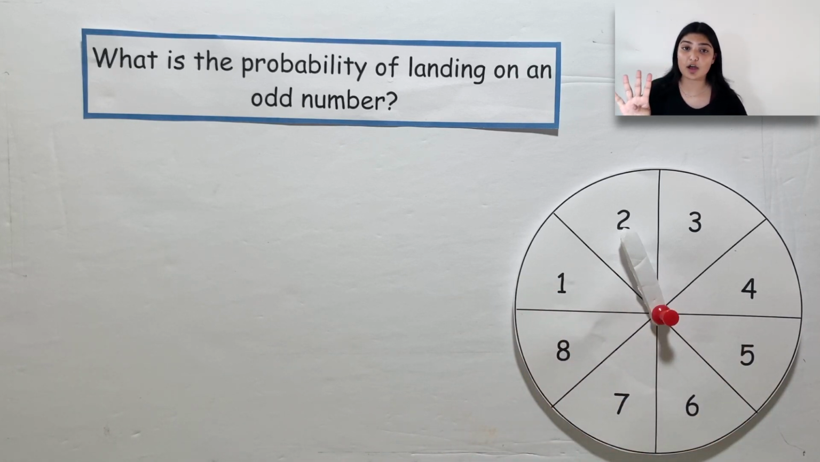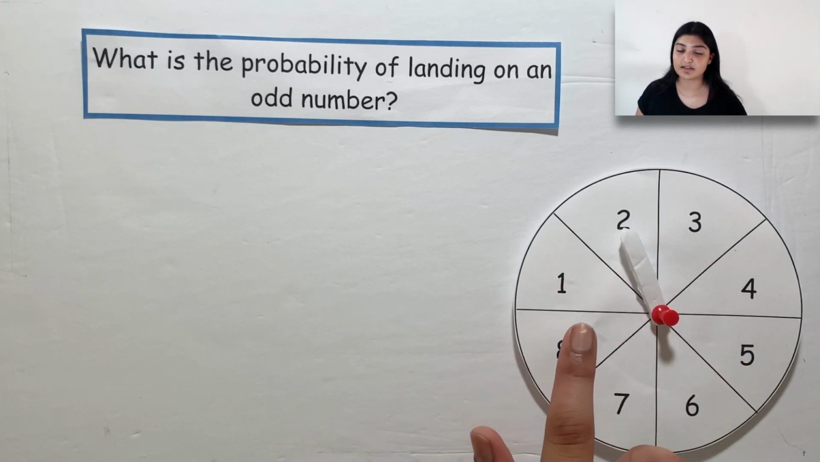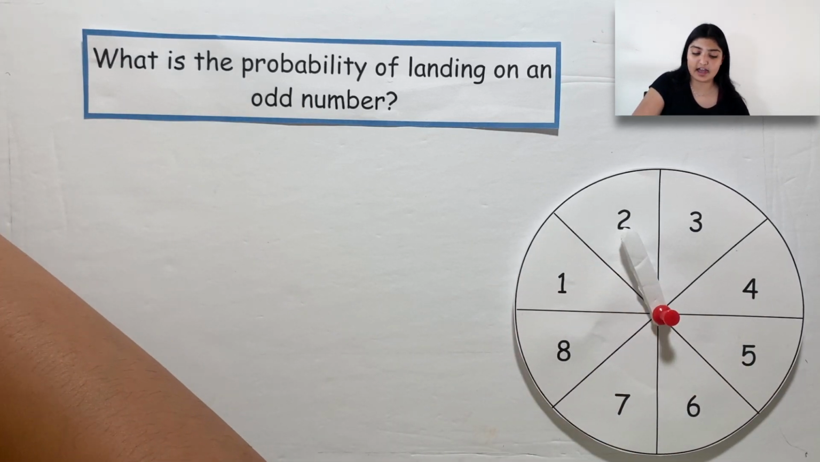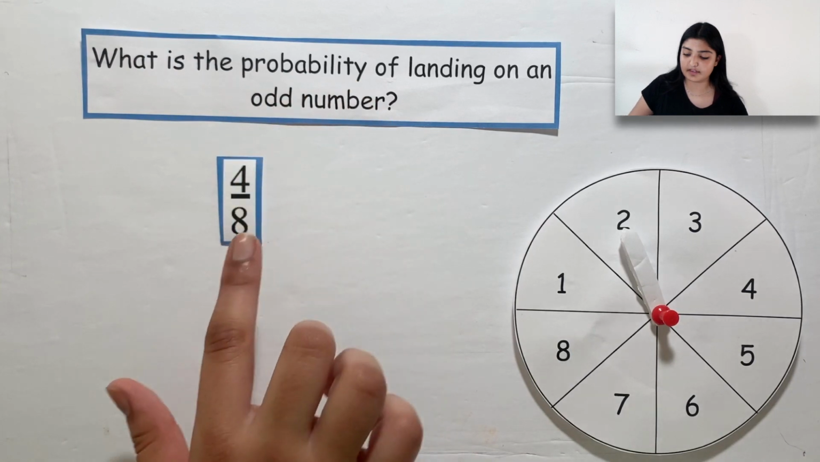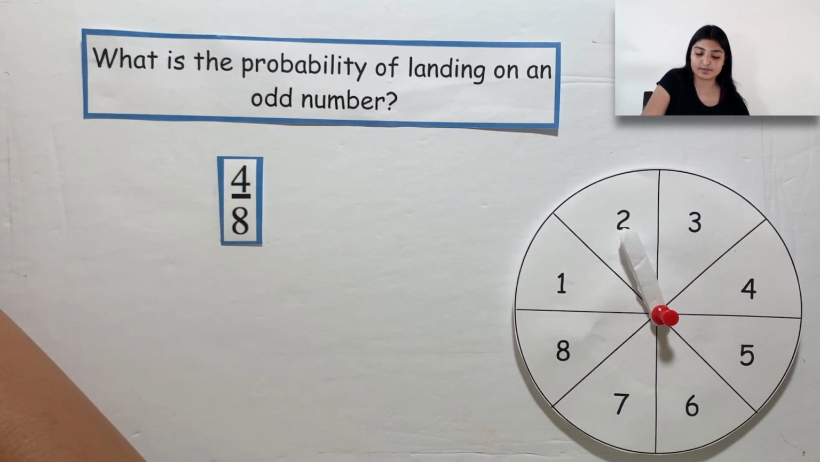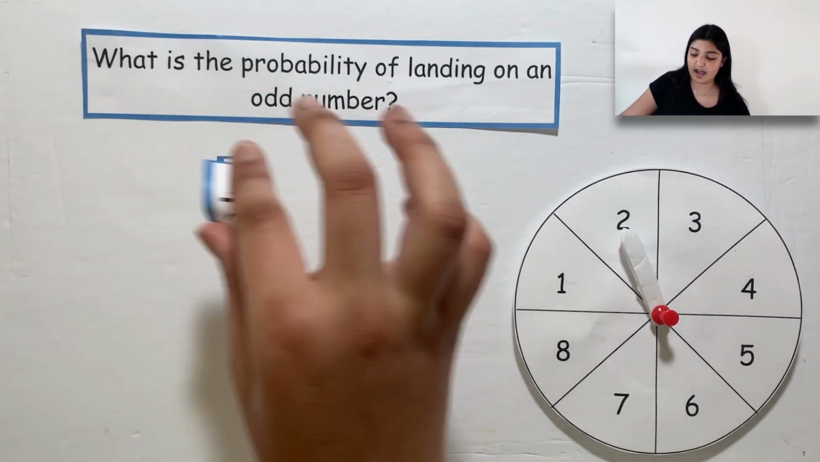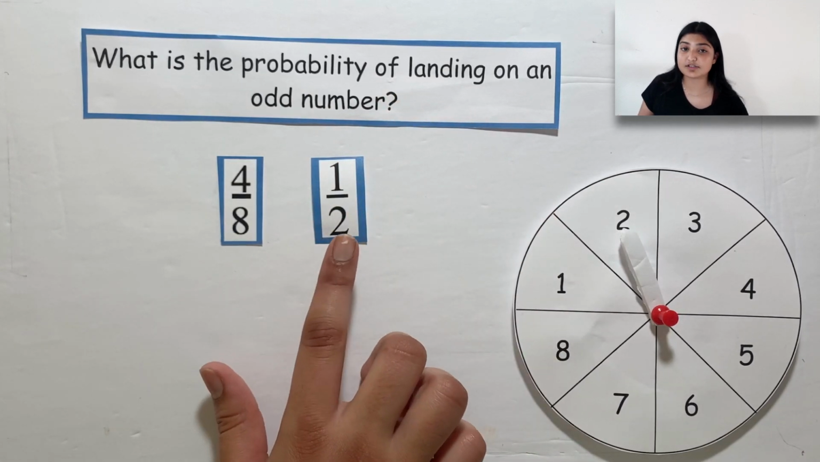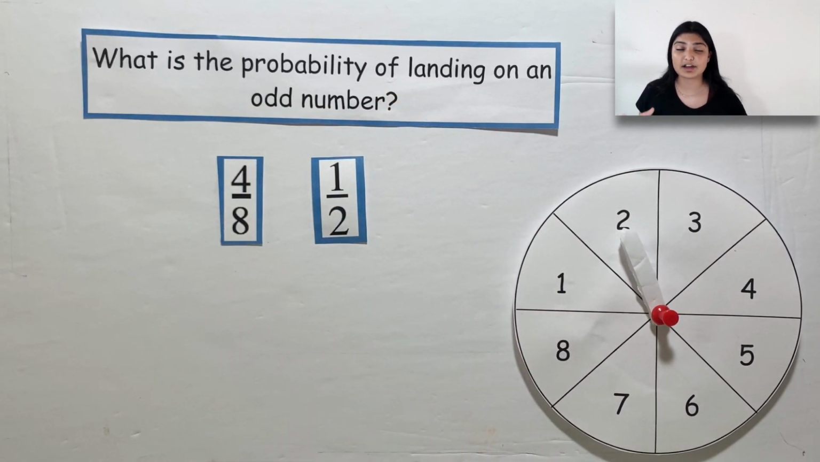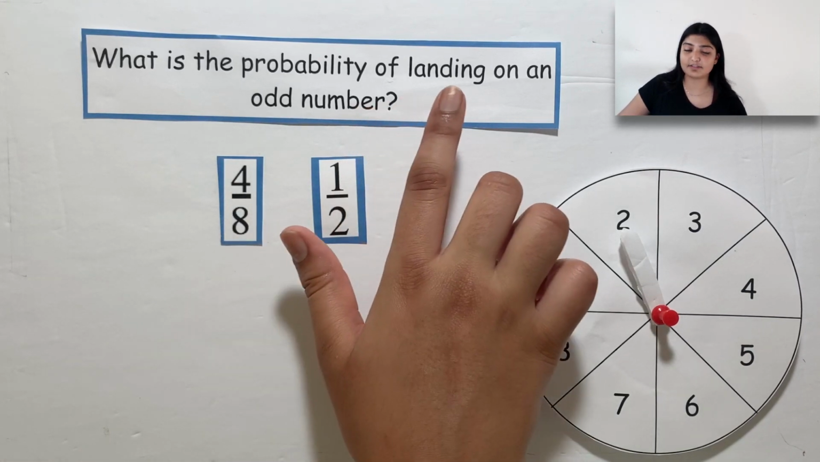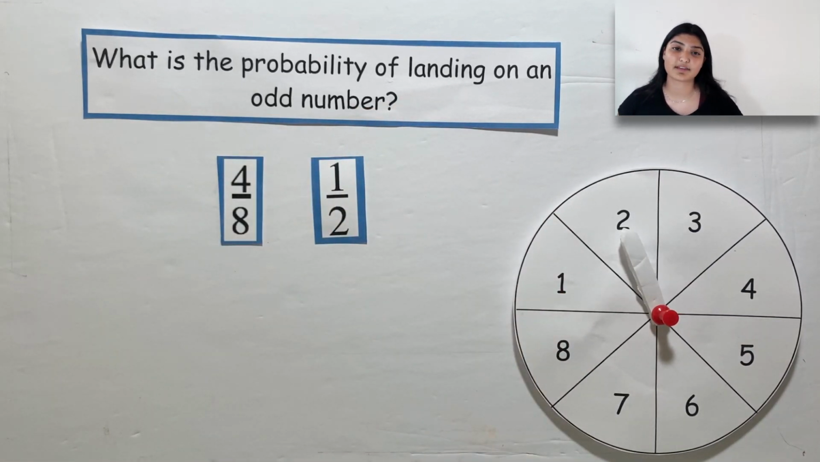There's 4 odd numbers out of a total of 8, so we know that the probability of landing on an odd number is 4/8, which we can also simplify down to 1/2. Therefore, 1/2 or 50% are our chances of landing on an odd number.